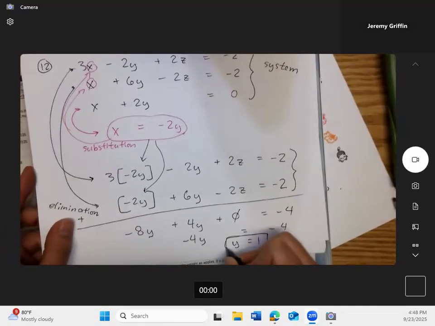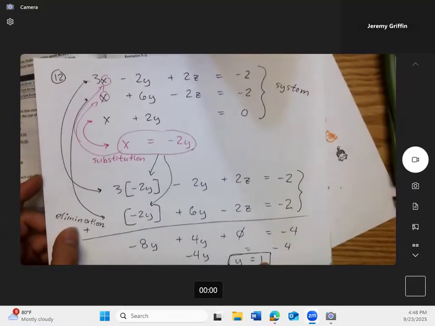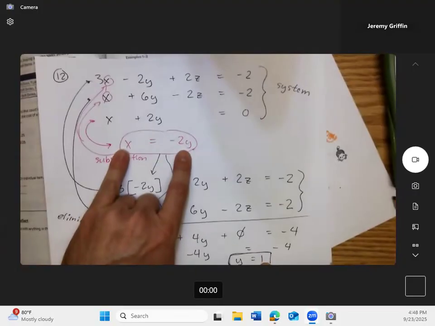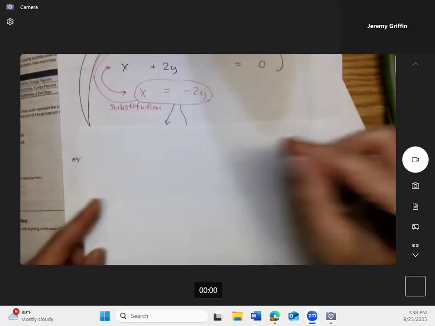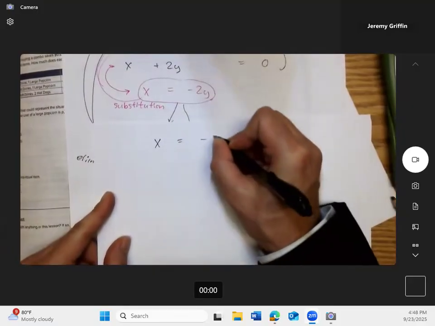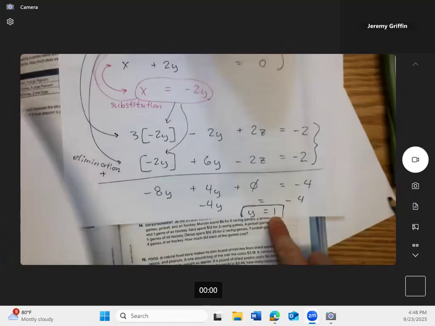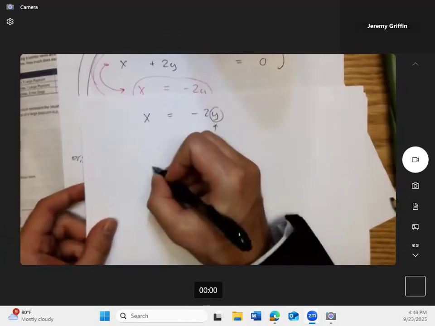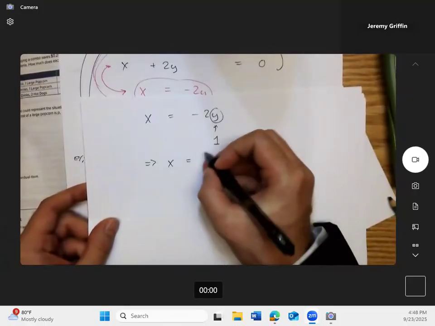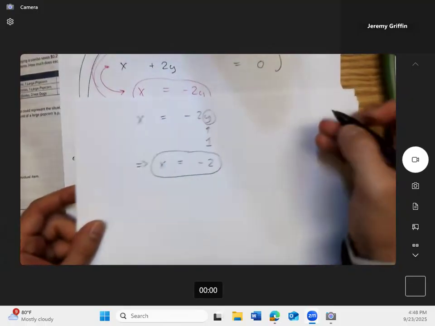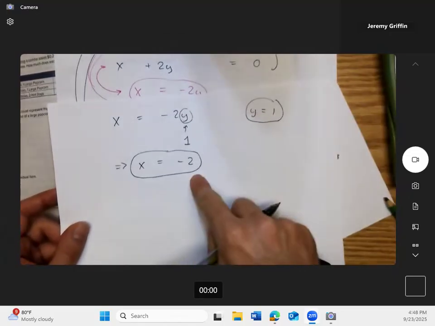So there you go. Here's the first domino. I know y is equal to 1. Well, if y is equal to 1, then what is x? I can immediately get that too. I know x is equal to negative 2y, and I know that y is 1, so I can substitute 1 right there. Therefore, x is equal to negative 2. So there's the next domino. I know y is 1, and I know x is negative 2.